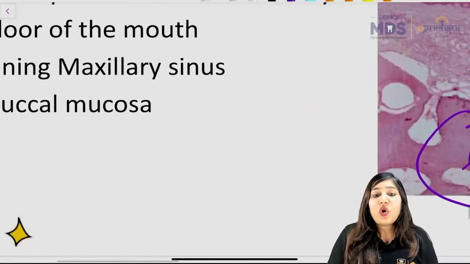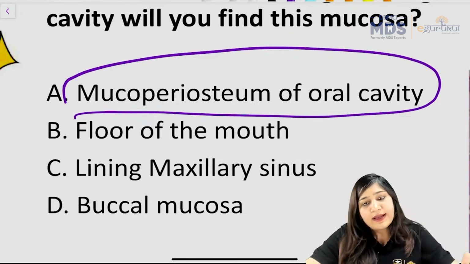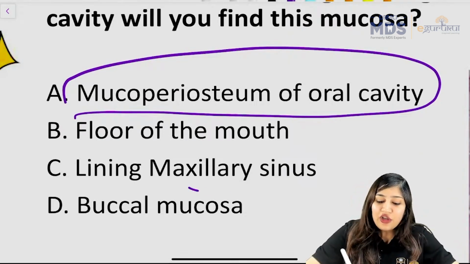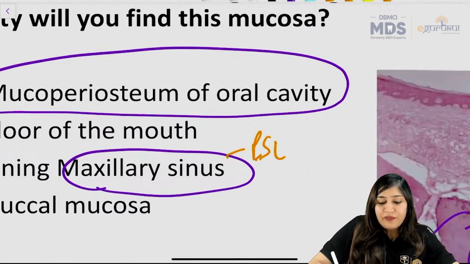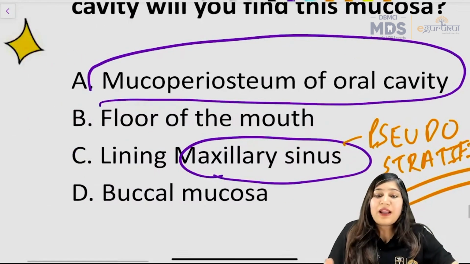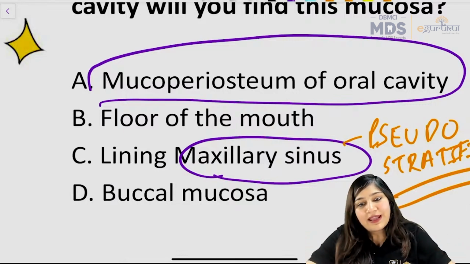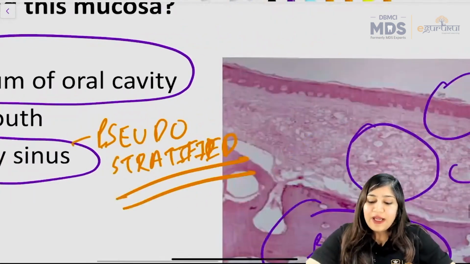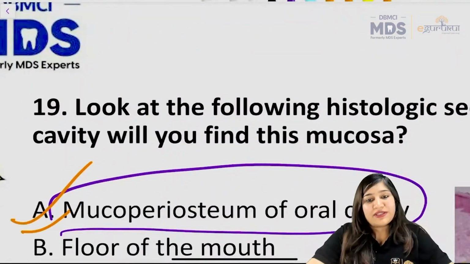So this is mucoperiosteum. If it would have been the floor of the mouth, then only connective tissue would have been visible. The lining of the maxillary sinus has pseudostratified epithelium. Buccal mucosa again has elastic tissue. So basically only connective tissue, no bone. But here we can appreciate bone. So it is a mucoperiosteum.